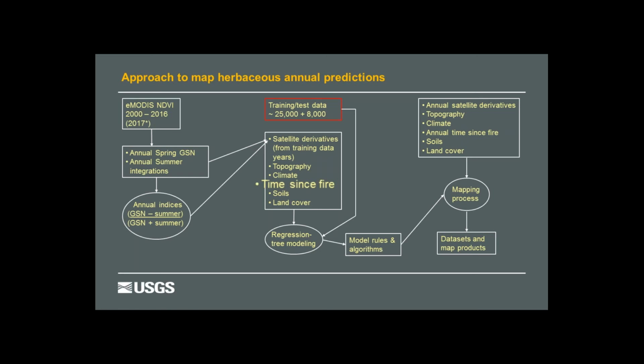So this data, along with the training and test, the training data goes in the regression tree model. It generates model rules and algorithms, which we then input into our mapping application, along with these same independent variables. These are spatially explicit data sets that are used then, along with these rules and algorithms, to map our data sets and map products.